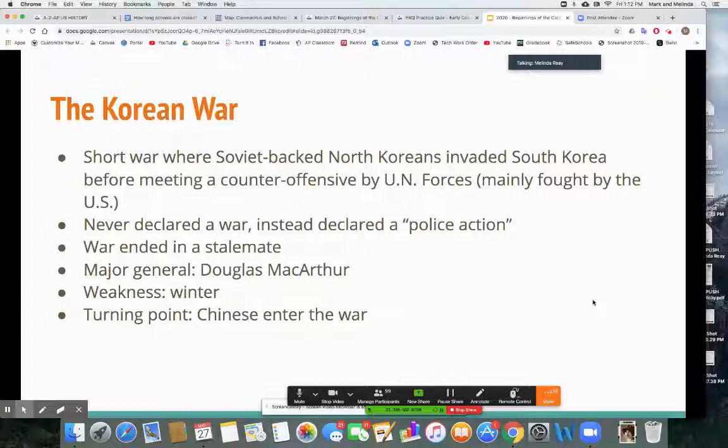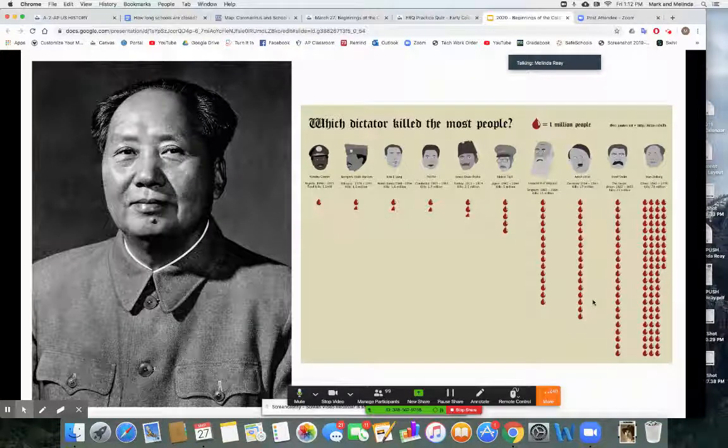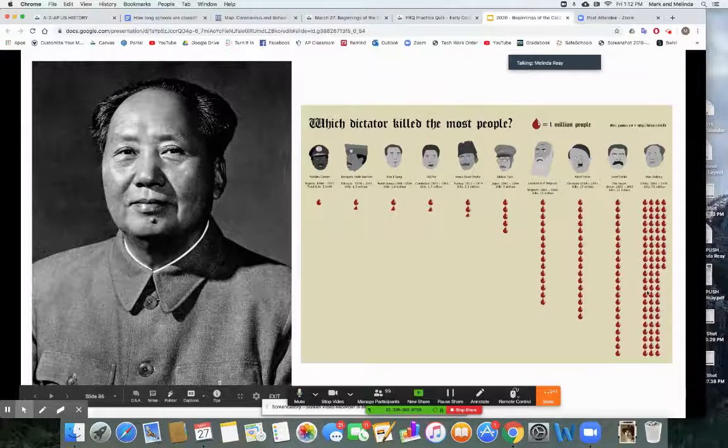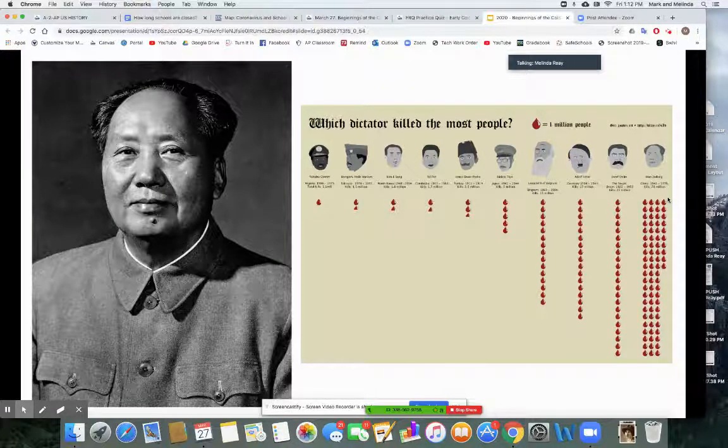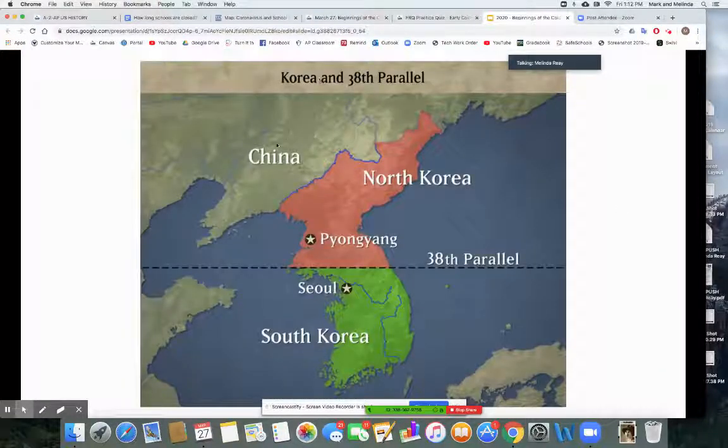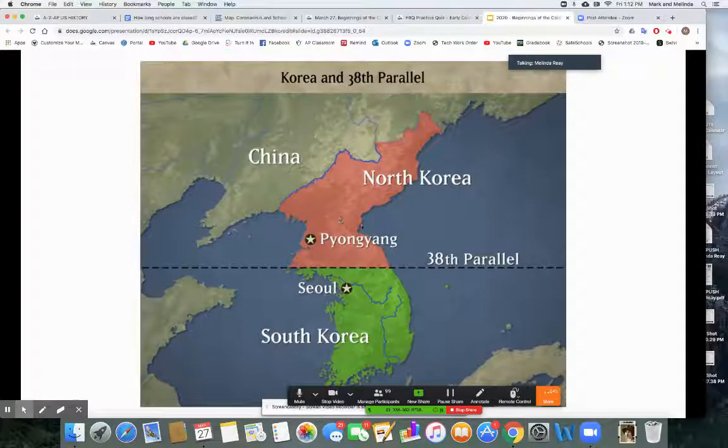So the Korean War is going to begin, but it really starts with Mao Zedong. Remember this chart that we talked about before and the dude over here that kills everybody? Yeah, that's Mao Zedong. So he comes into power in China after World War II, and he begins to spread communist influence into Korea. So all the communism begins to drip, drip, drip.